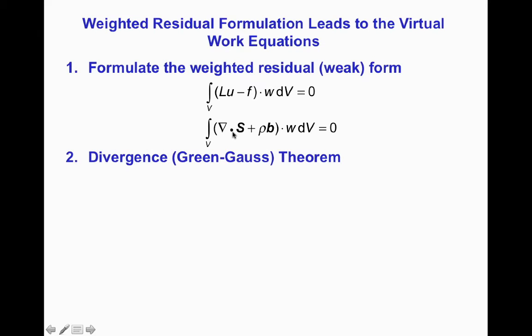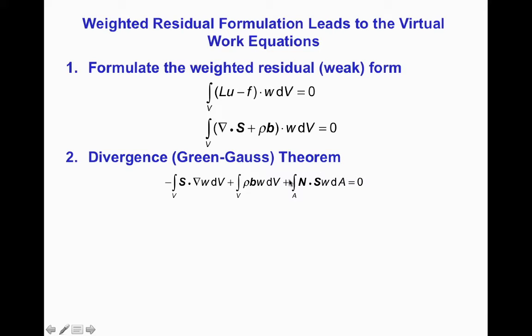Now we can apply the divergence or Green-Gauss theorem, the same theorem we used to derive the equilibrium equations from the integral statement that we started with for the force balances. And that then allows us to transfer this derivative from S to W. So, integrating by parts, we get minus S dot grad W integrated over the volume plus rho B times W integrated over the volume plus N dot S.